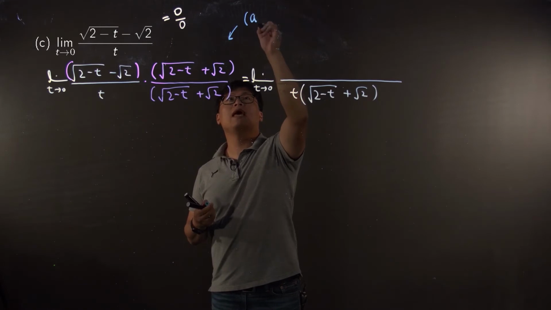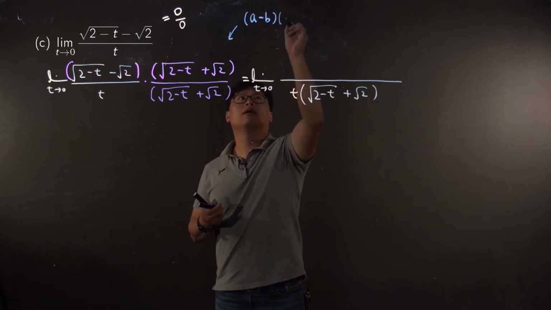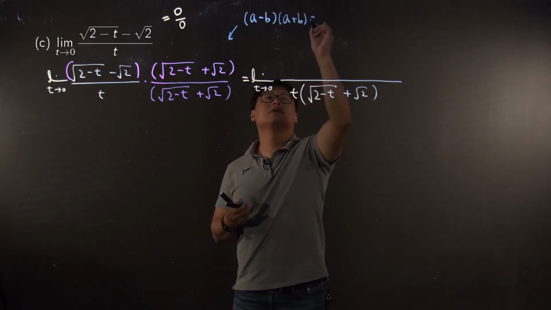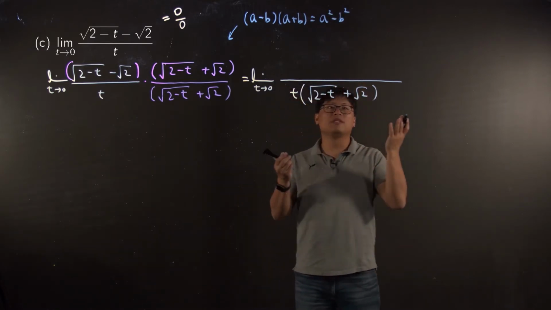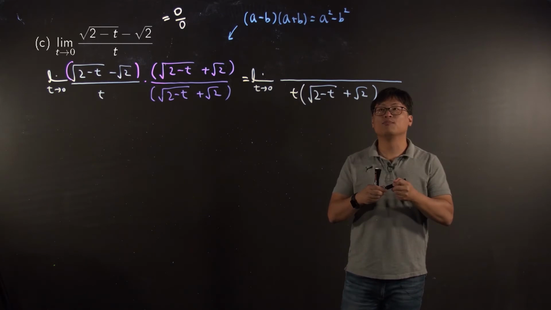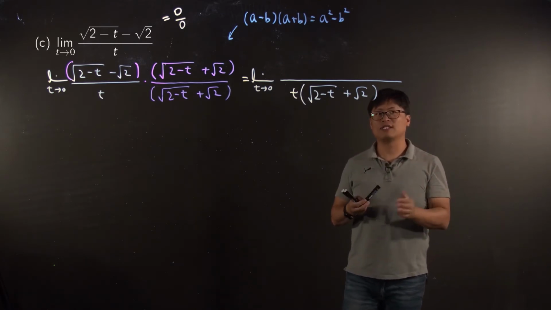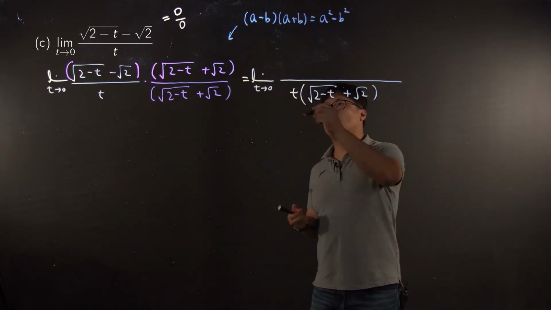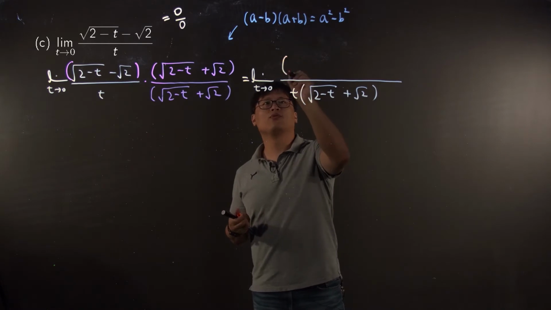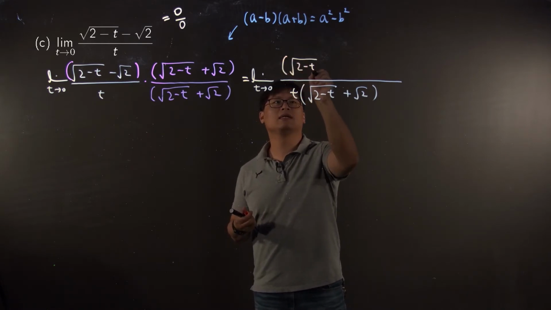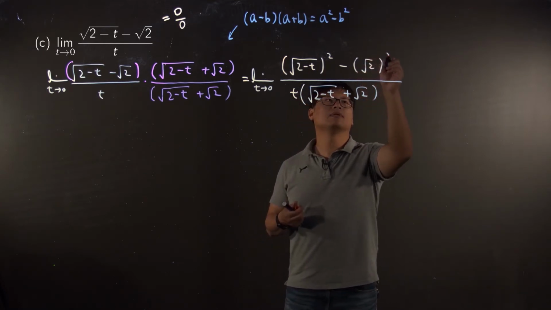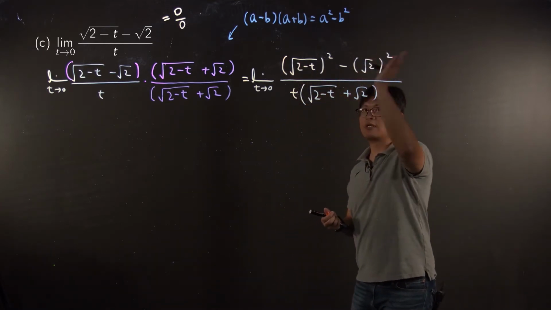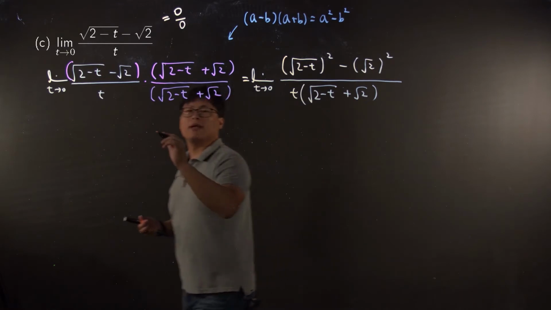It is the case that a minus b times a plus b is a squared minus b squared. It is just simple distribution, but you should memorize this for a faster process. Here we go. Then what happened? For the first term, square root of 2 minus t squared, minus the second term squared. The square root and the square cancel, okay? So let me write here. Keep continuing.